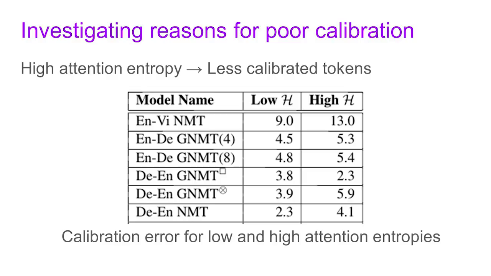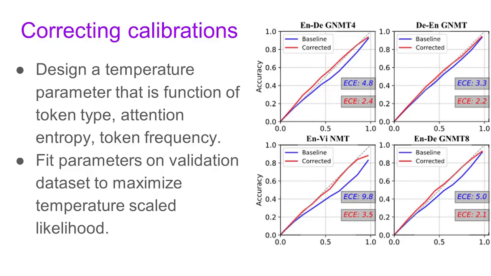And because of that, when you create probability of y, you do not capture the uncertainty of the attention distribution. So if you have high attention uncertainty, then your token output at that position will be even worse calibrated than when your attention uncertainty is low. Okay, that's what this is saying.